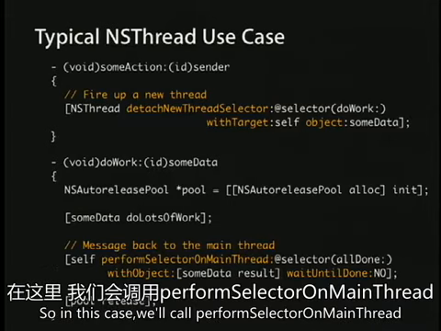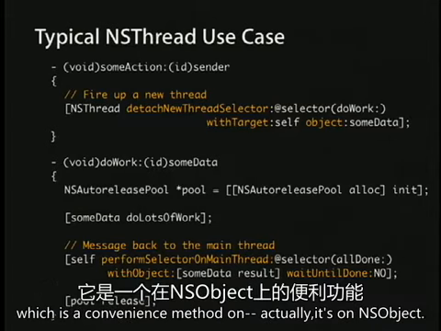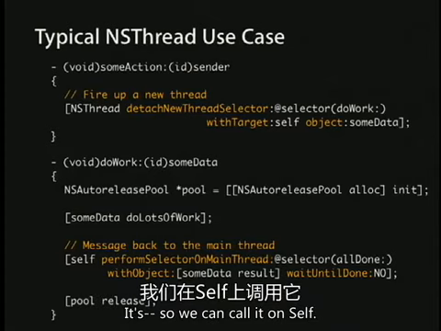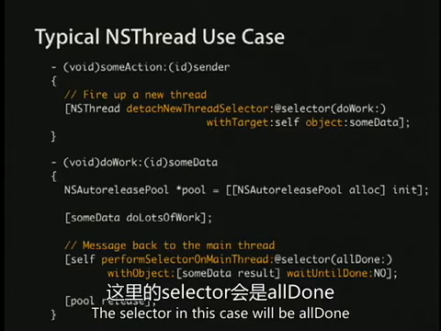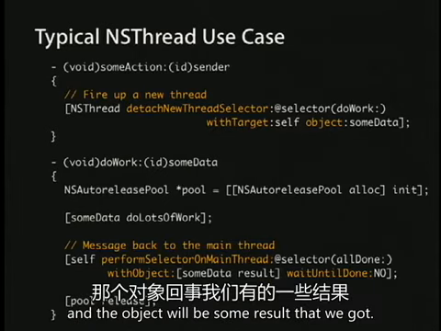So in this case, we'll call performSelectorOnMainThread, which is a convenience method on, actually it's on NSObject. So we can call it on self. So we'll call self performSelectorOnMainThread. The selector in this case will be allDone, and the object will be some result that we got.